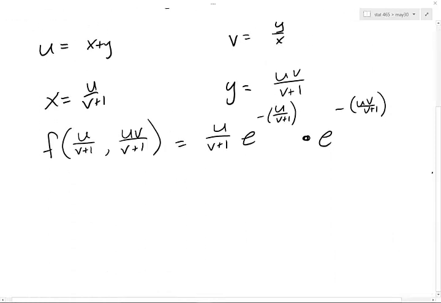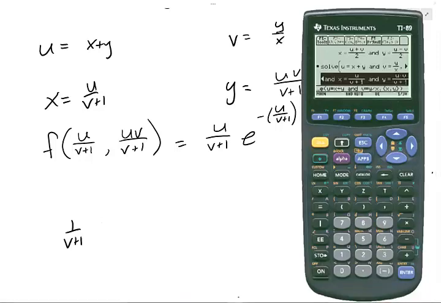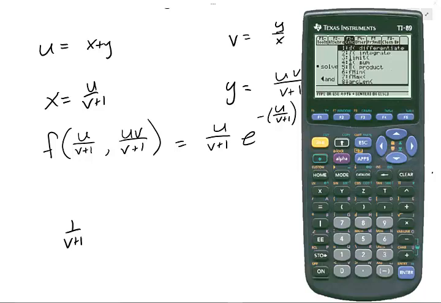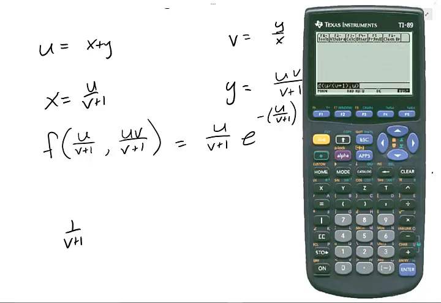So the Jacobian is going to be built from partial derivatives. And you're like, Jay, I can't do that in my head. Good, I got you covered. I'm going to take the derivative of u divided by v plus 1, with respect to u. There's that. Now change that to a v, and so it's negative u over v plus 1 squared.